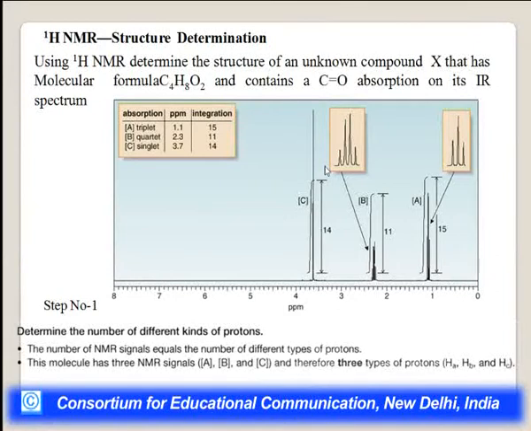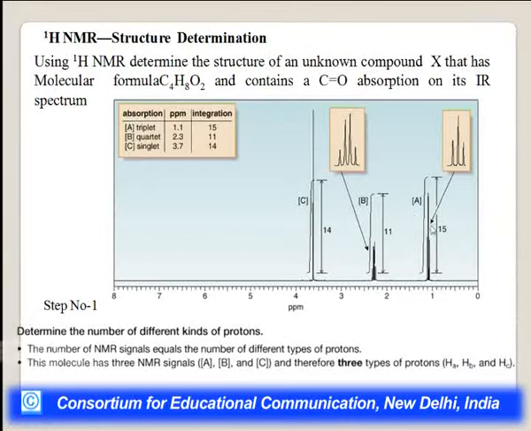Now, another question is over here. How can we deduce the structure of an organic molecule with the help of NMR spectroscopy? Using proton NMR spectroscopy, determine the structure of an unknown compound, let us say X, that has the molecular formula C4H8O2 and also contains an absorption in the IR spectrum. Because you are aware that when we discussed IR spectroscopy, we can easily analyze the particular kind of functional group, whether it is an aldehyde, a ketone, a carboxylic acid or a carboxylic acid derivative. So this is the data which is given in the question.